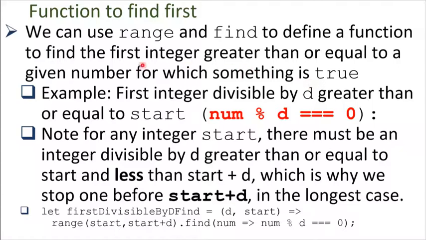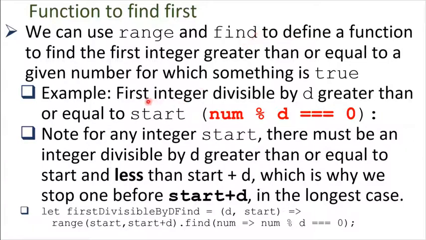Hi everyone. In this lecture I'm going to be talking about how you can use the built-in find function, or find method, on arrays in JavaScript to find the first integer for which some property is true, or find the index of the first item in an array or the first character in a string. I'm going to be going through a number of examples.